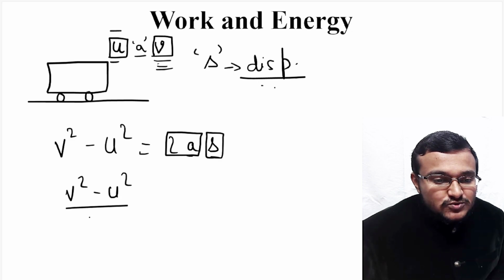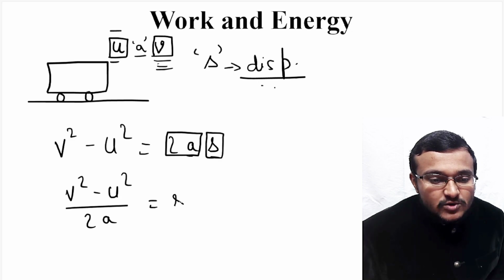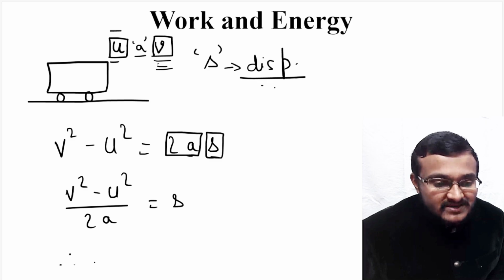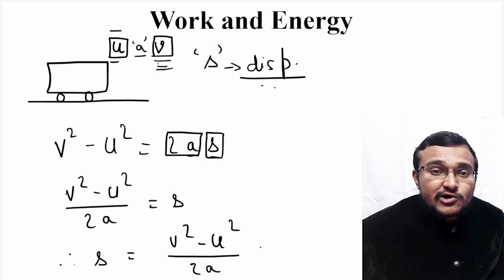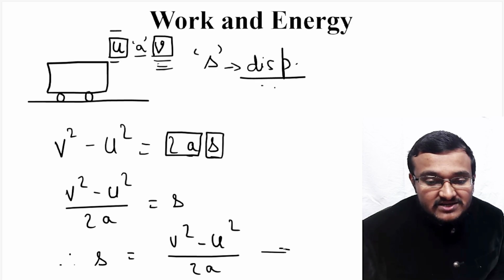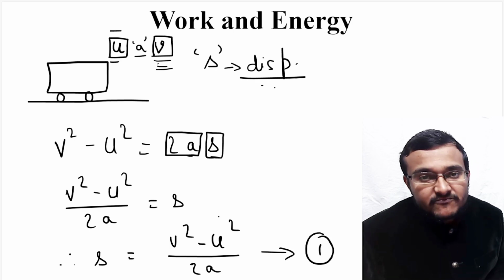So v square minus u square divided by 2a is equal to s. That means here s is equal to v square minus u square divided by 2a. So now we have got one equation for displacement. Let us call this equation 1.